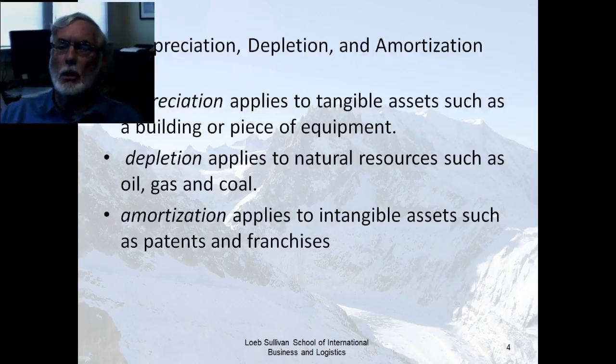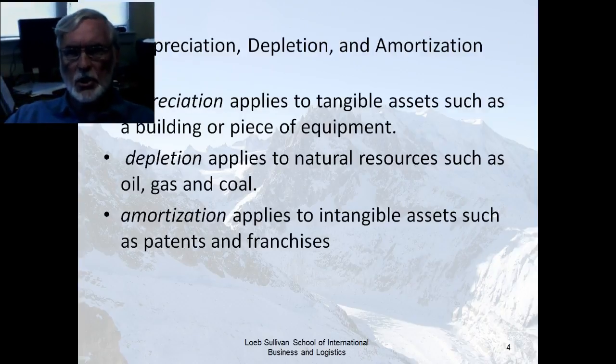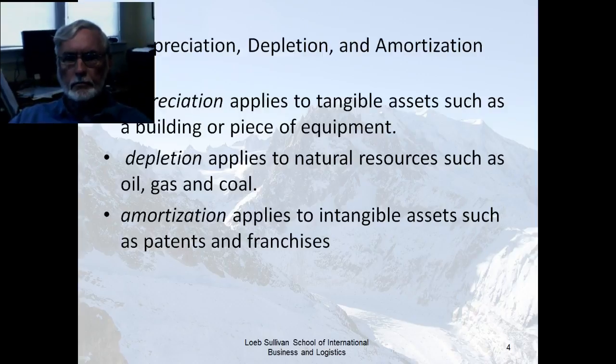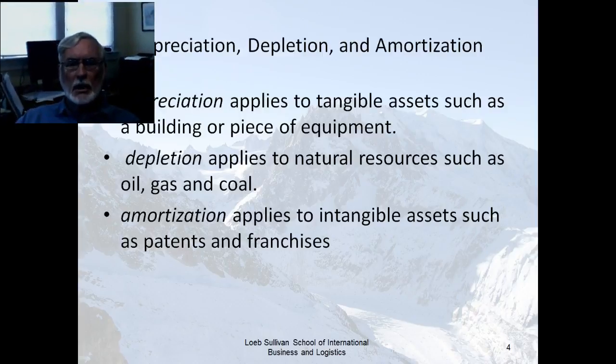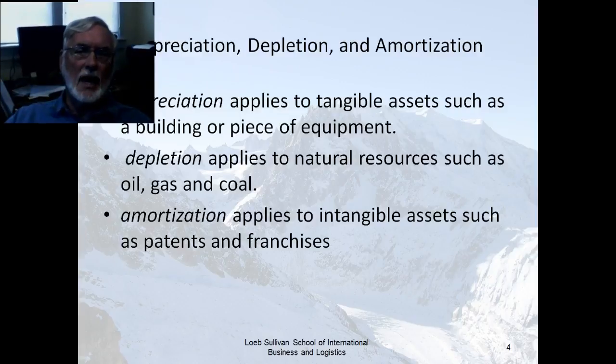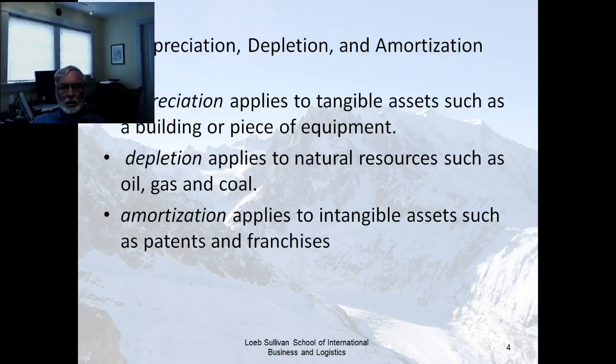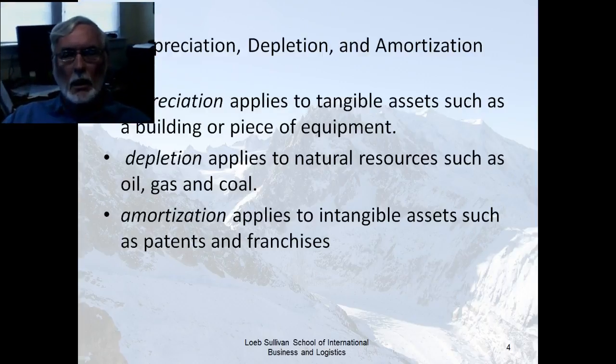So there are 3 words: depreciation, depletion, and amortization. Depreciation is the cost allocation of tangible assets, so things you can touch. A building, piece of equipment, automobile, a truck, anything that's tangible, things that I can touch, is what the word depreciation means. So cost allocation of tangible assets.